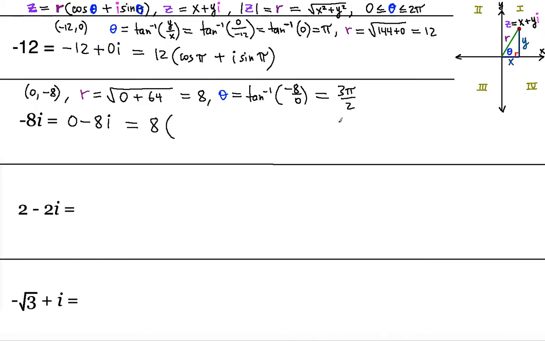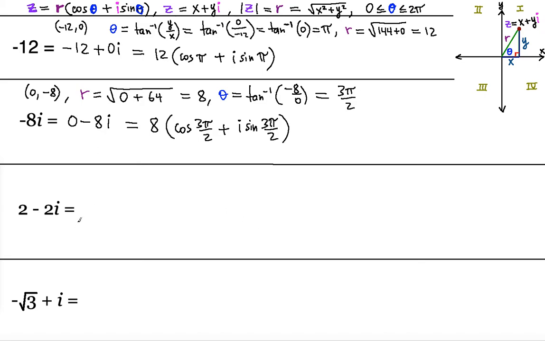Okay, so now that we found it, we can go ahead and write this in trigonometric form: cosine of 3 pi divided by 2 plus i sine of 3 pi over 2. So that would be the answer. That would be the trigonometric form.